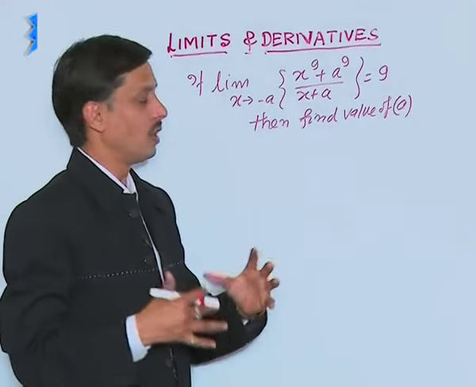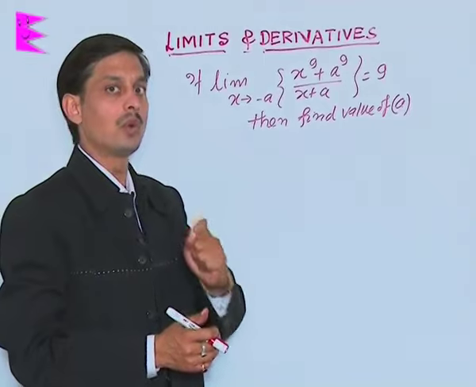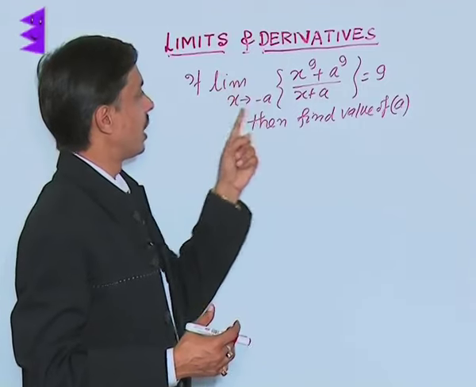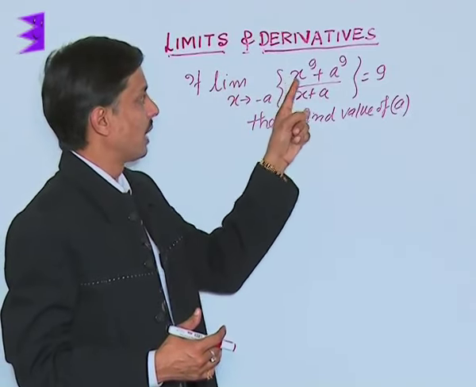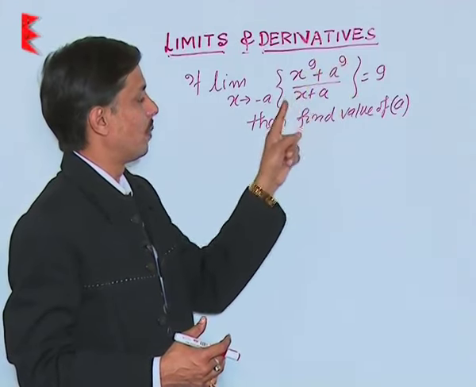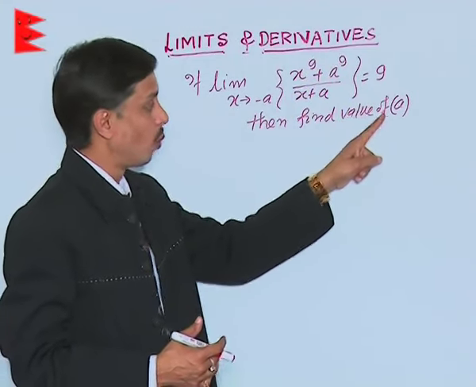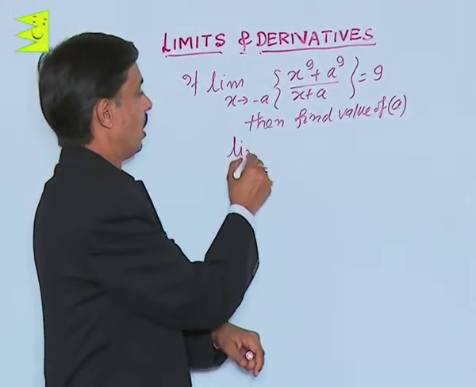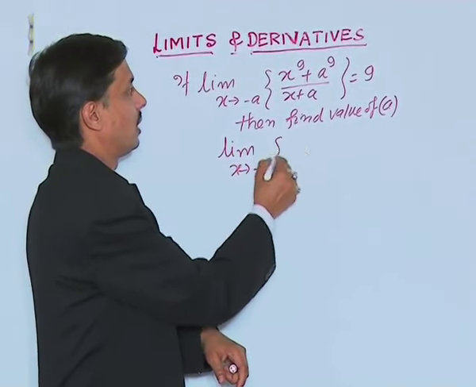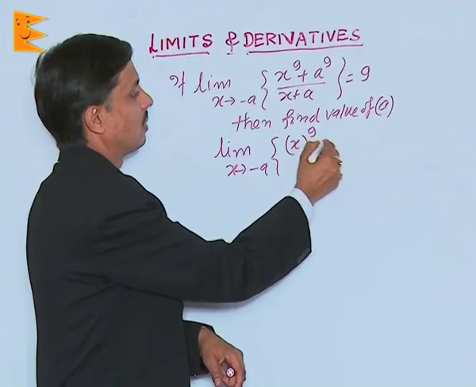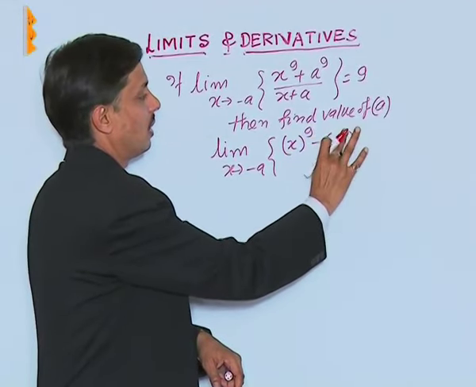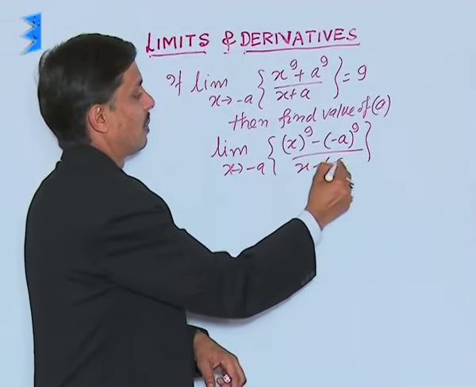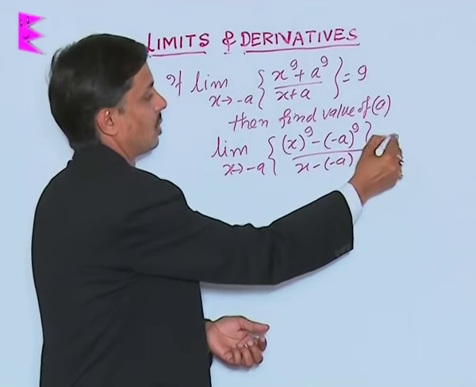One more problem where, if a limit is given, we have to find the required value in the problem. If the limit as x tends to minus a of (x to the power 9 plus a to the power 9) upon (x plus a) is 9, what is the value of a? This problem can be written like this: limit as x tends to minus a of x to the power 9 minus (minus a) raised to the power 9, divided by x minus (minus a), is equal to 9.